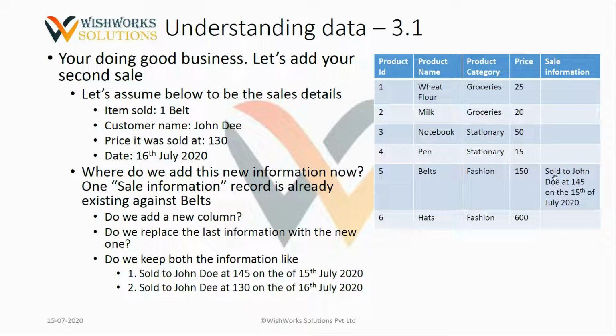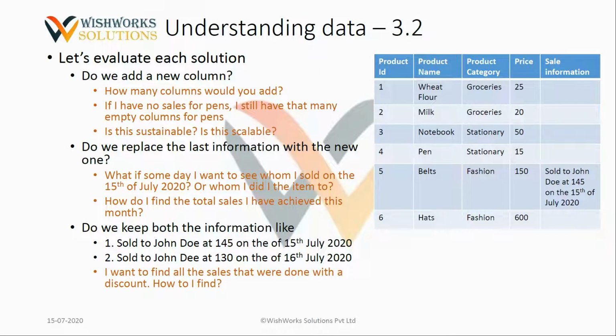So in this case, what are the intricacies and what are the benefits and drawbacks of each case? Let's talk about that. So let's add a new column. So of course, you have added the information of the first one and the second one. So tomorrow, if somebody asks how many belts did you sell and who are the customers that you sold them to, you can simply fetch this information and that information, and then you can show that.